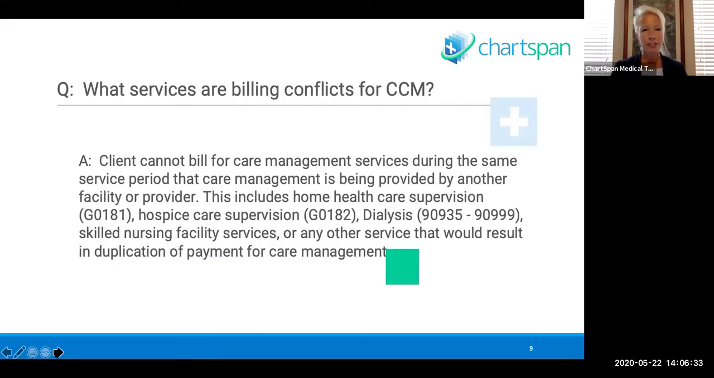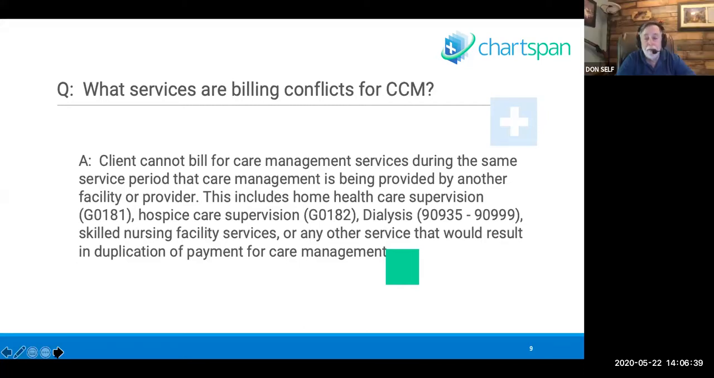What other services that you know of are billing conflicts for CCM? This is a common one as well. Yeah, because a lot of times people sit there and say, well, I can't bill out chronic care management if the patient's getting home health certification. That's not necessarily true. Now, if you are the home health care supervision and you're billing out the G0181 code that requires 30 minutes of that, then yes, you can't bill that and chronic care management together.